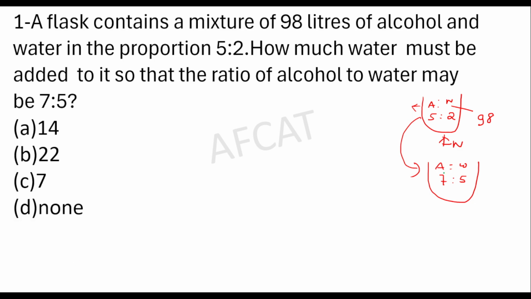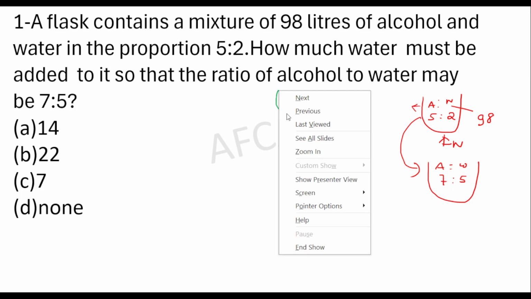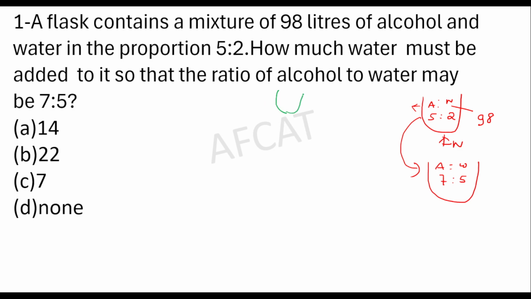So how am I going to tackle this question? First, I know that the alcohol and water quantity is 98 and the ratio is 5:2. So if I add this ratio, it should be equal to this. Here is alcohol and water, and its quantity is 98, but in a ratio it is 5:2, it means 5:2 will be equal to 98.